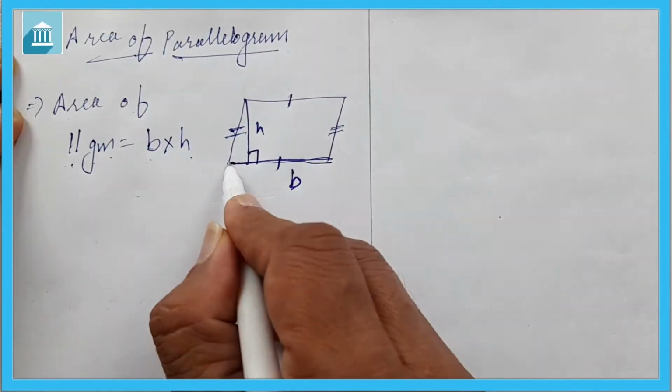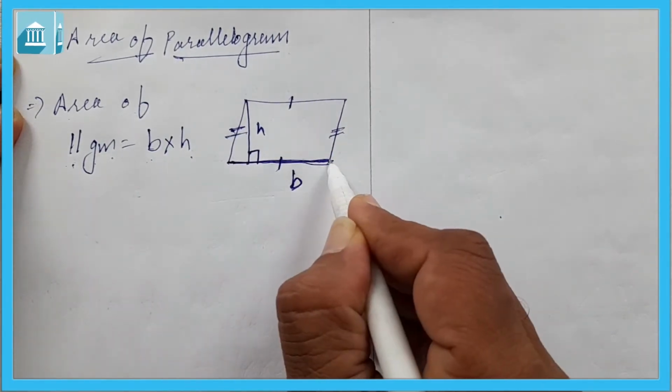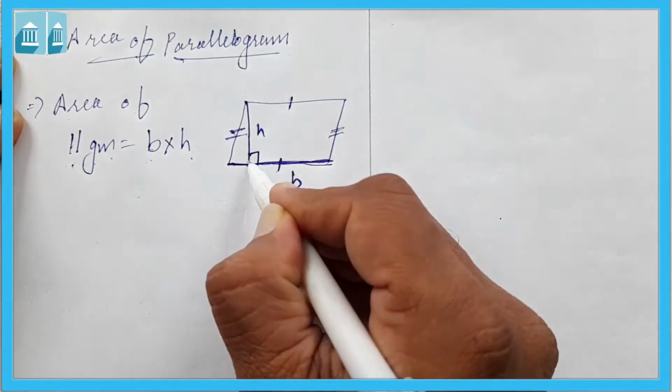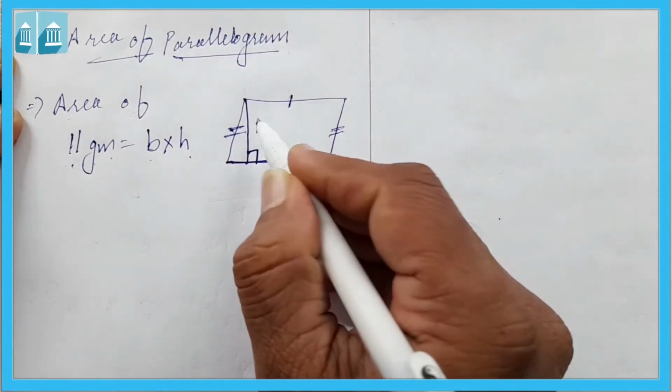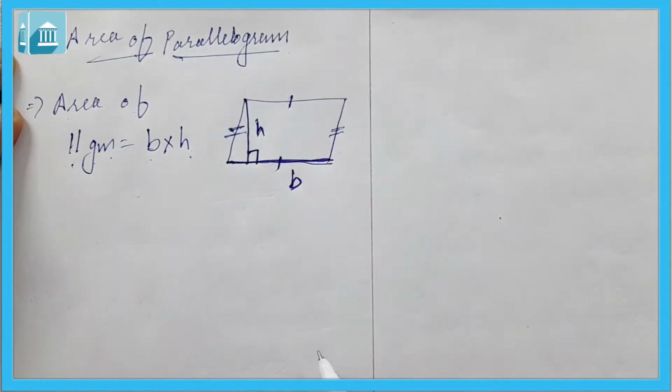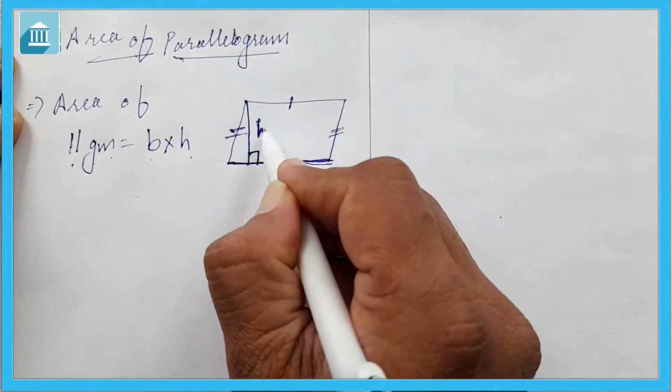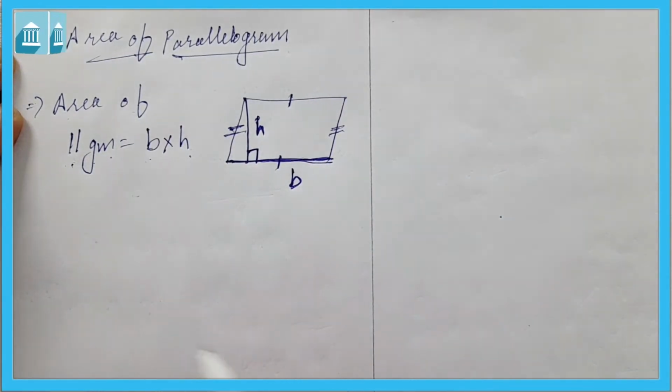Again I am repeating, this will be the base of the parallelogram and the side which is perpendicular to the base, this will be the height of the parallelogram. That's why we can say that area of parallelogram is equal to base into height.